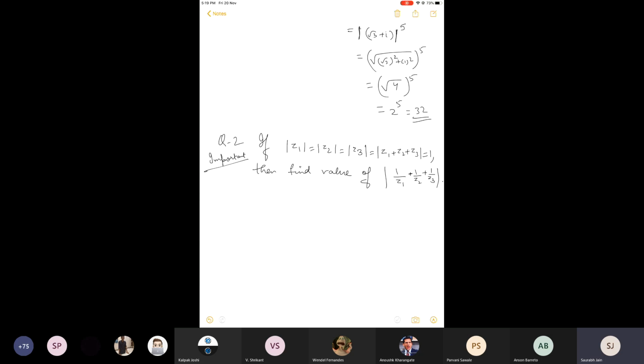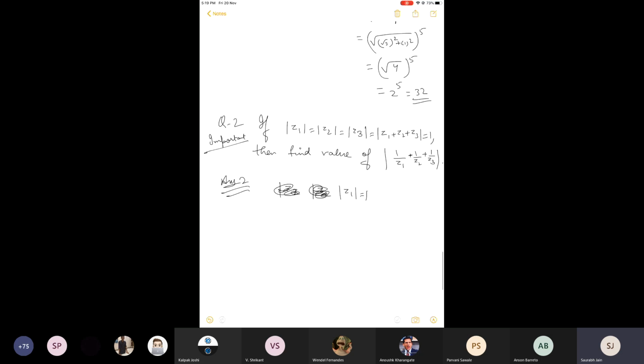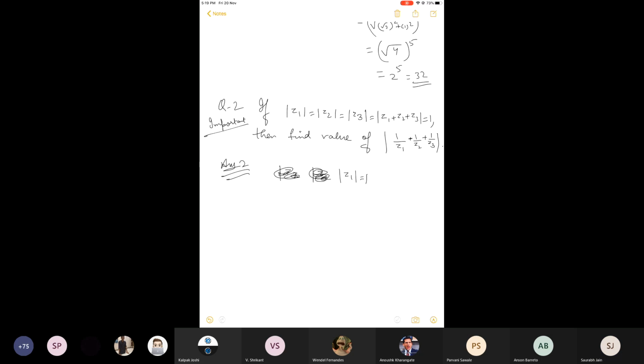See, it is a good question. Let me help you. Try to understand the explanation. We will start with this first result, that mod Z1 is 1. Whatever I will be doing in this particular part, exactly the same way I will be proceeding in the others as well. What is the first step? Square both sides.